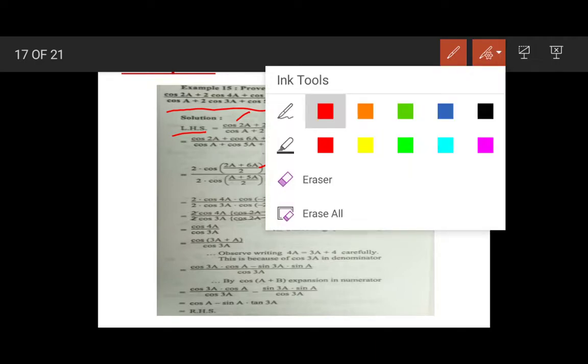Once again I am repeating this. I am taking cos 2a from the numerator and cos 6a. So cos 2a plus cos 6a is in the form of cos c plus cos d, and I am using the cos c plus cos d formula, which is 2 cos (c+d)/2 into cos (c-d)/2. Then plus 2 cos 4a as it is. There is no change in this term.